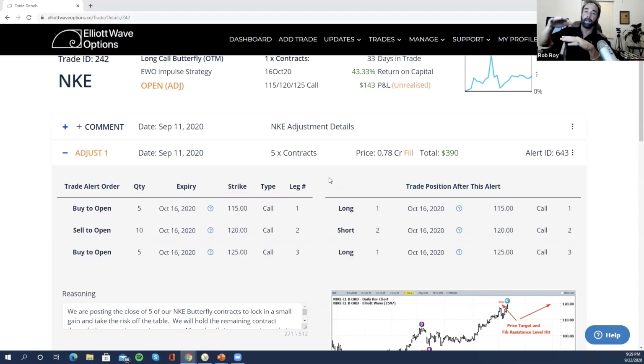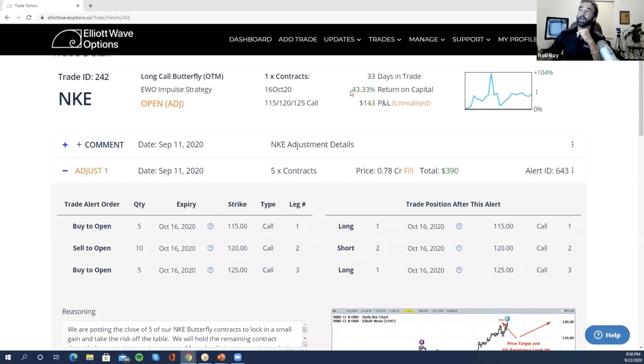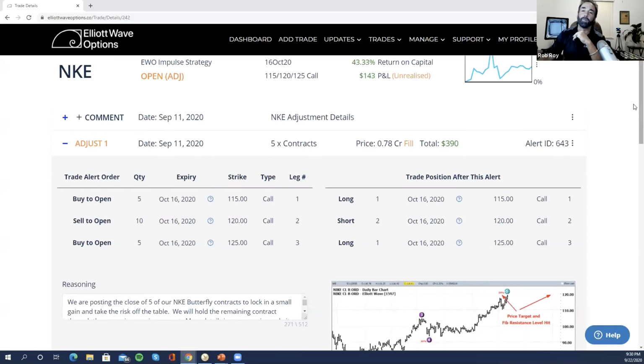If it comes back down within the wings of our butterfly, now all of a sudden we can generate a really nice gain in the remaining contract. We sell that one, we close it out, and it boosts up the return that we already have locked in, even if that last contract expires worthless. Let's say Nike blows through tomorrow, blows out of our butterfly, just runs like a scalded rabbit, never comes back down, and that option just expires worthless. No worries, we still have the 43% locked in.